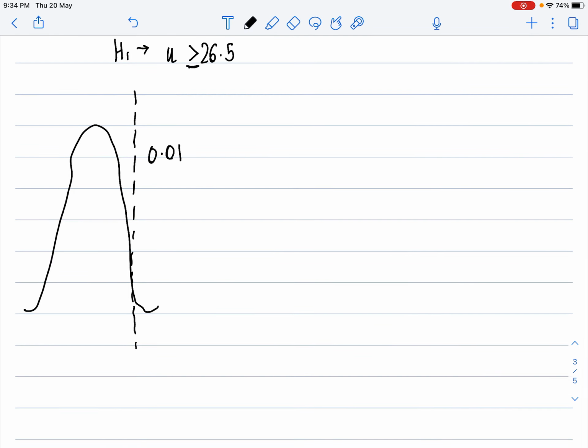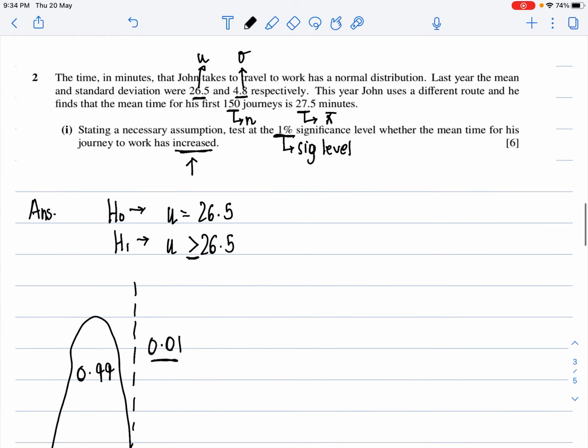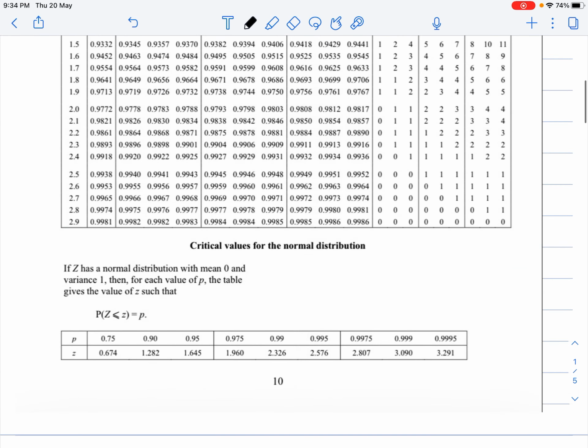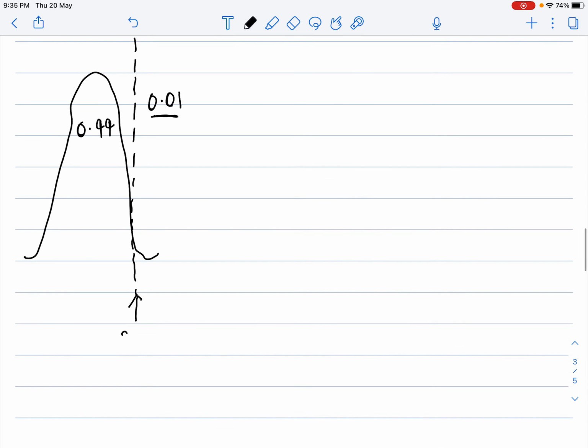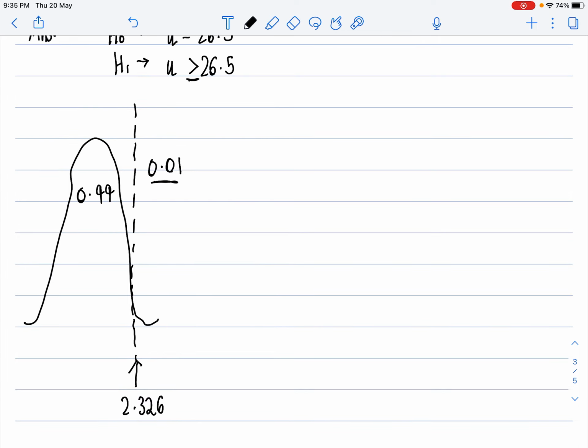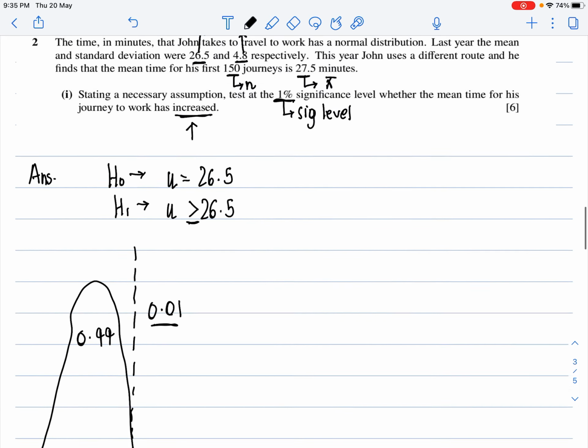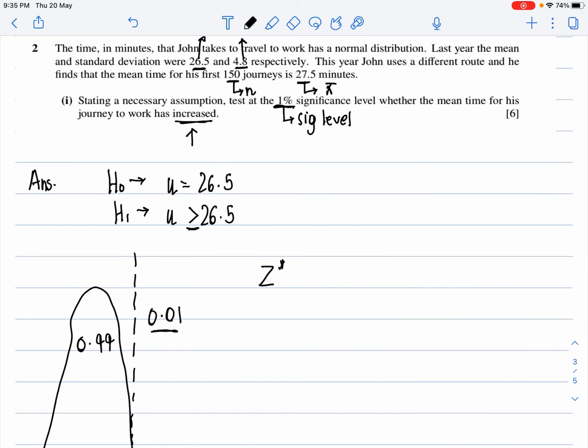So now we need to find a z value for this. I know if this is 0.01, this is 0.99. So I can go to the z values here. I can spot the 0.99 probability here, which has a z value of 2.326. So I can take that value and write this as 2.326.